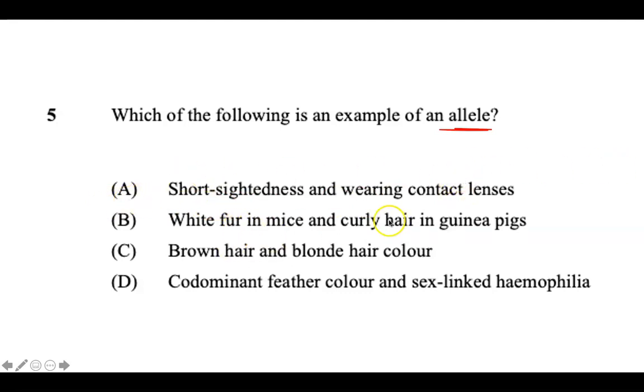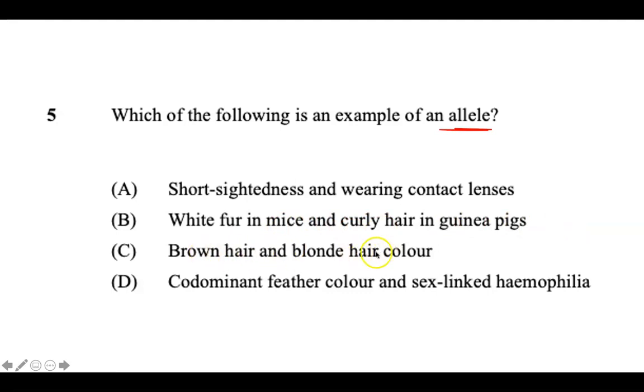White fur in mice and curly hair in guinea pigs. Now, you could make an argument that white fur and curly hair are potentially alleles. In fact, they would be alleles. But here we're looking at mice versus guinea pigs. So when we look at alleles, we look within the one species. So we can say that B is not the answer.